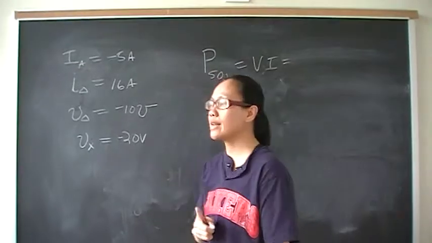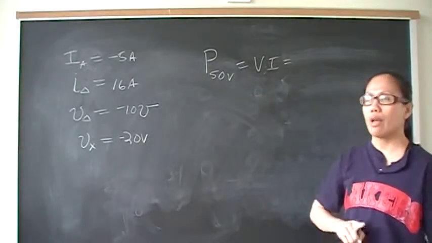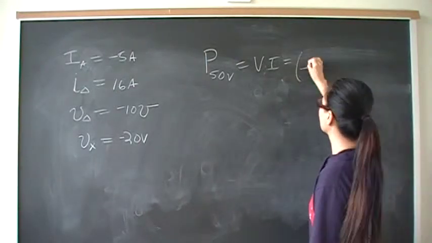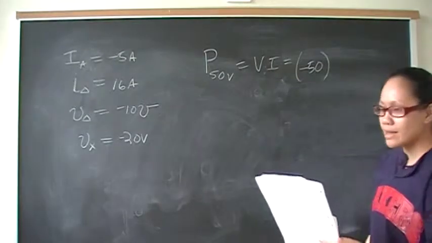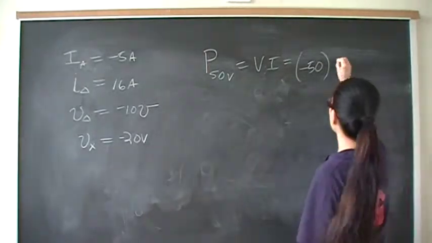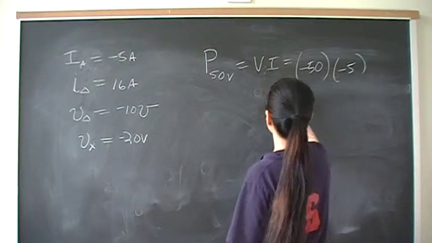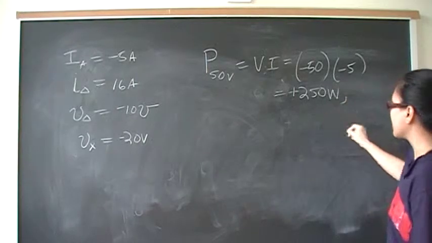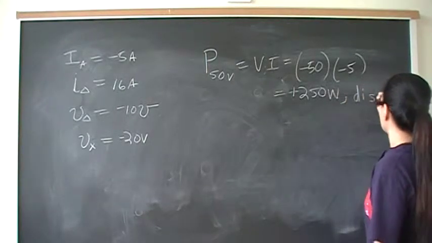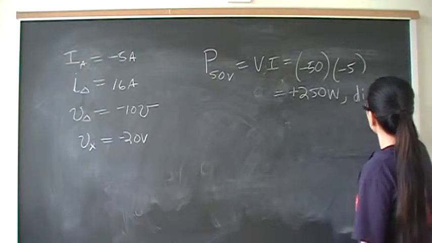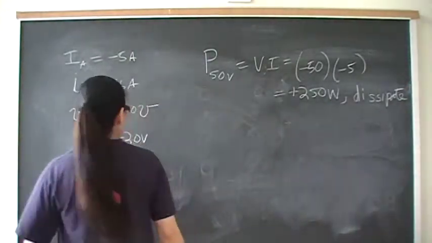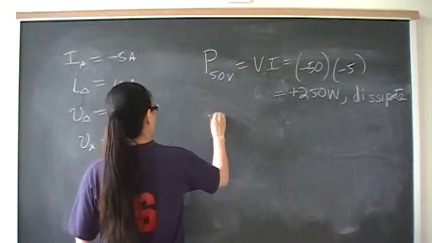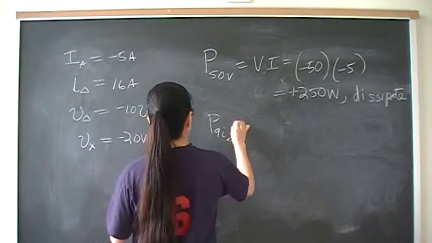Now recall, the sign is very important. The current enters the terminal, which means this is negative voltage, negative 50. The I is the IA, and we found that to be negative 5. That gives me positive 250 watts. So that circuit element is dissipating power. It's receiving a charge. It's absorbing power.